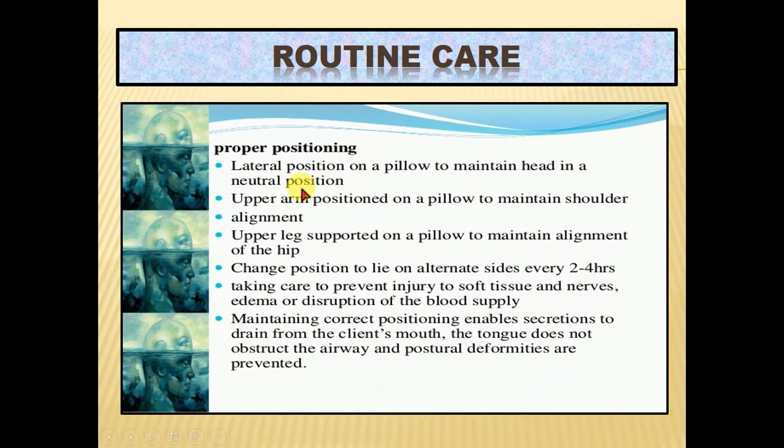Then proper positioning: lateral position on a pillow to maintain the head in neutral position. The upper arm should be positioned in an elbow so that the shoulder alignment is maintained. The upper leg also has to be supported on a pillow to maintain alignment of the hip. Every 2 to 4 hours the position needs to be changed, taking care to prevent injury to the soft tissues and nerves, edema and disruption to the blood supply. So this all needs to be maintained.